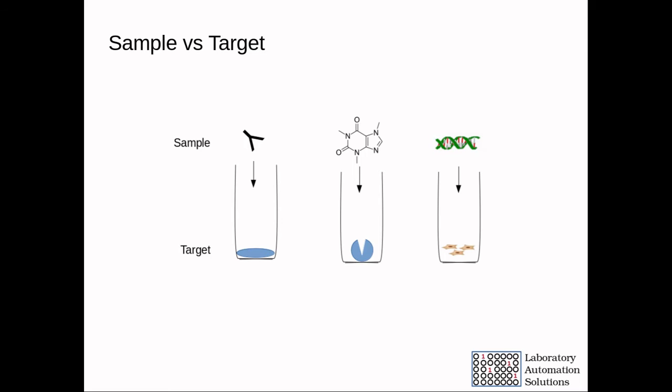LIMS Nucleus can work with a variety of different assay types. A few examples are displayed on this slide. Samples in the system can represent antibodies, small molecules, or siRNAs. Targets can be the associated antigens, enzymes, and cells. The goal of LIMS Nucleus is to track samples through multi-well plates and identify samples that are hits in assays.